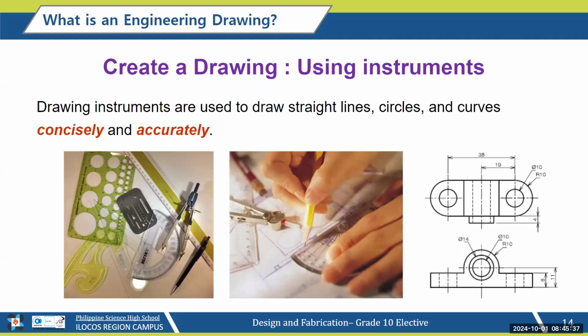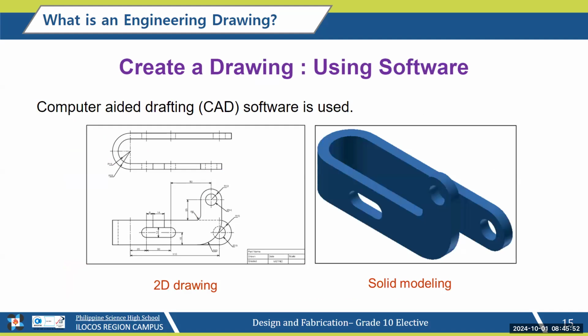Number two is by using instruments. With drawing tools like rulers, straight edges, compasses, and curves, you can create more precise drawings. And the third one is by using a computer. Most modern engineering drawings are done using CAD software for maximum accuracy and efficiency.